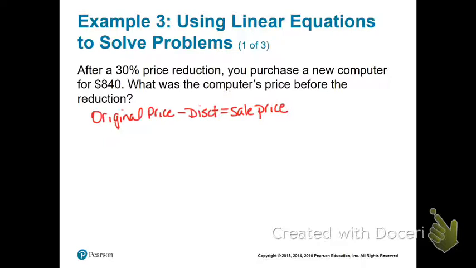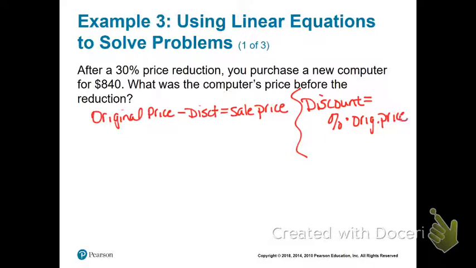All right, so this one I'm going to try to do without my 5-step because I'm just after one thing. I want to know the price before the reduction. I want to know the original price. So let's talk about how you find a discount. If you want to know how much they're going to take off, you're going to take the percentage times the original price.